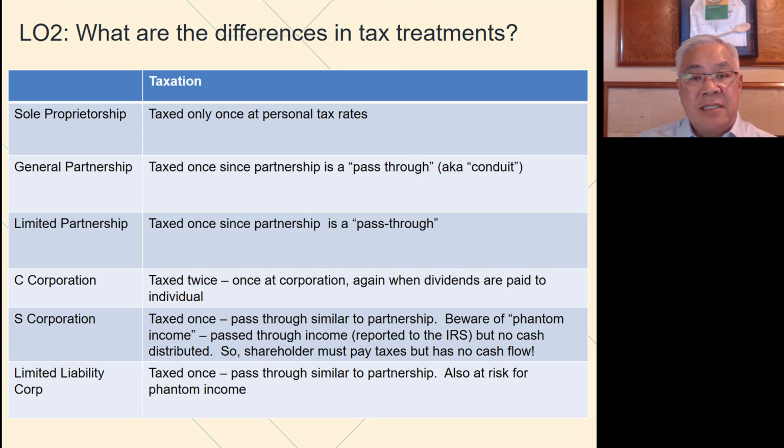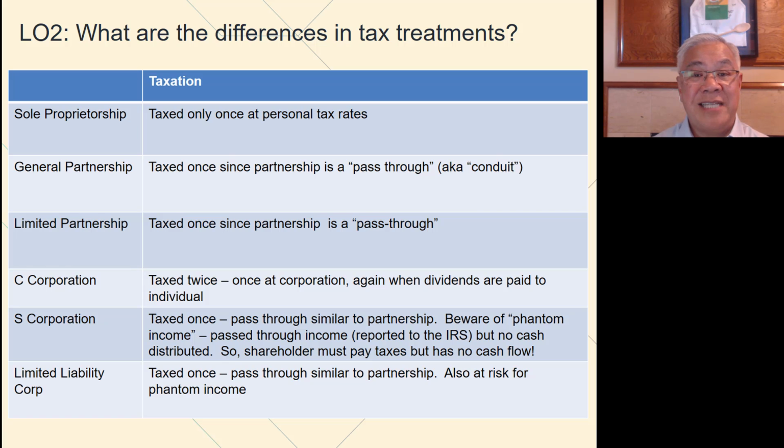All right, so the tax differences we talked about before. Here it is on a separate slide. Sole proprietorship, you're taxed once as a person. General partnership, it's a conduit. It passes through the partnership entity to the owners. Next is a limited partnership. Same thing, it's passed through, and it could be on a different basis since there are different rights between a GP and LP. There could be different tax allocations, we call it.